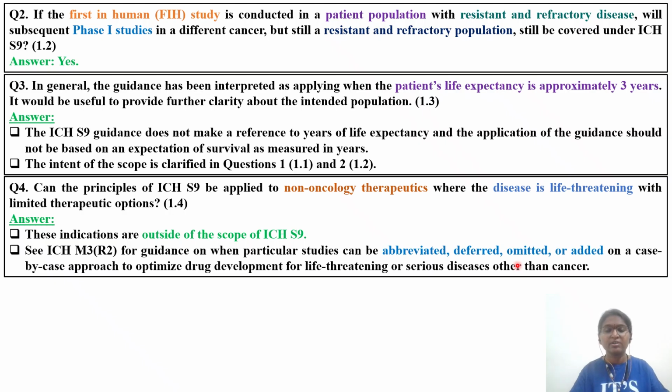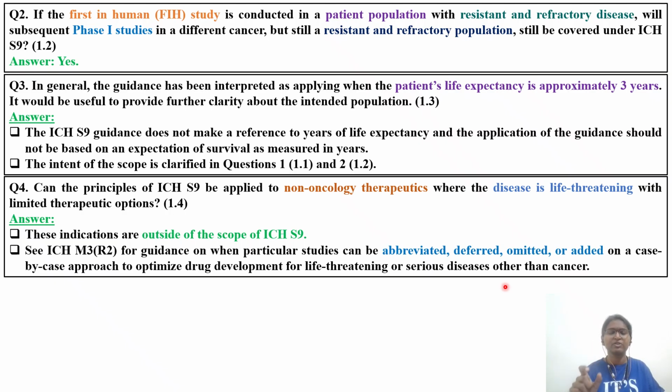Okay, so on a case by case approach to optimize the drug development for life threatening or serious diseases other than cancer, this type of drug also needs to go for ICH S9. Again, for example, I was giving you an example of COVID, also a life threatening disease. If it is a vaccine, then you will not go for ICH S9. You have to follow CBER, that particular pathway.